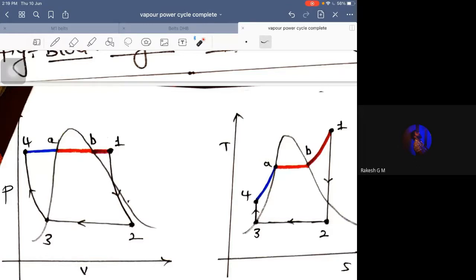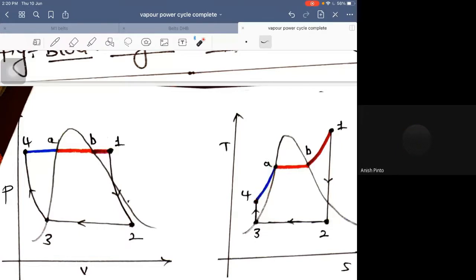Economizer. In the economizer, see, this is all the liquid region. This is all the liquid plus vapor region. This is all the superheated region. Now, in the economizer, the water is just being heated to raise its temperature till A. Do you think in the economizer the phase change happens? No. Can you tell me what economizer actually means?